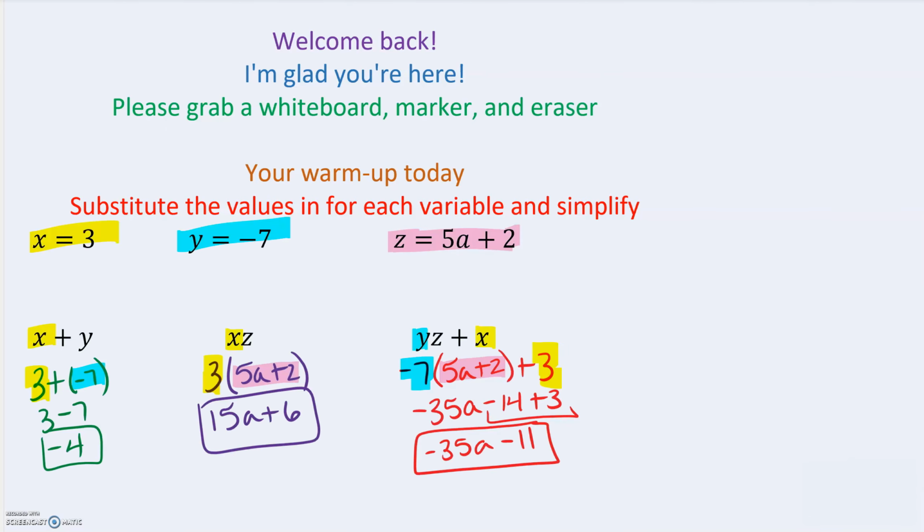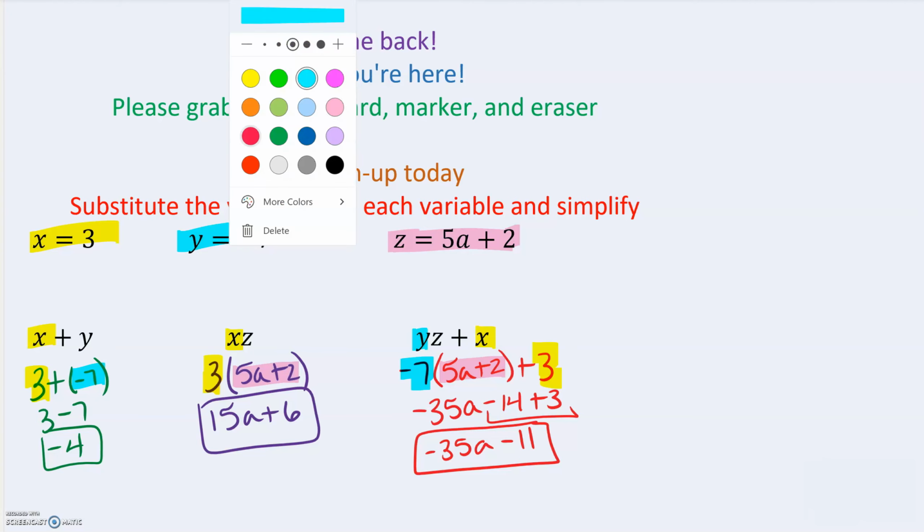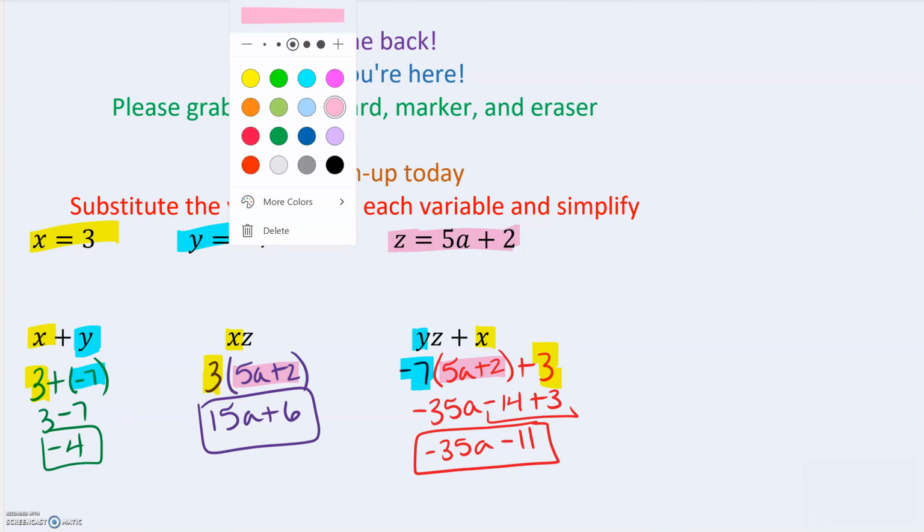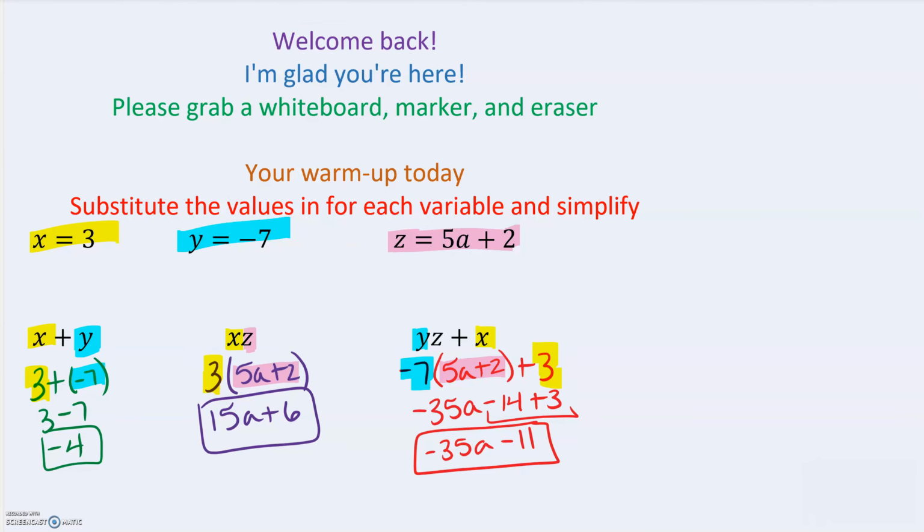All right, so here are the solutions. I took those variables, I substituted them in where they needed to go, and then I simplified as best as I could. Oh, it looks like I forgot some highlights. We'll throw those in. That was blue. And that's where I got the pink from. All right, let's go ahead and move on.